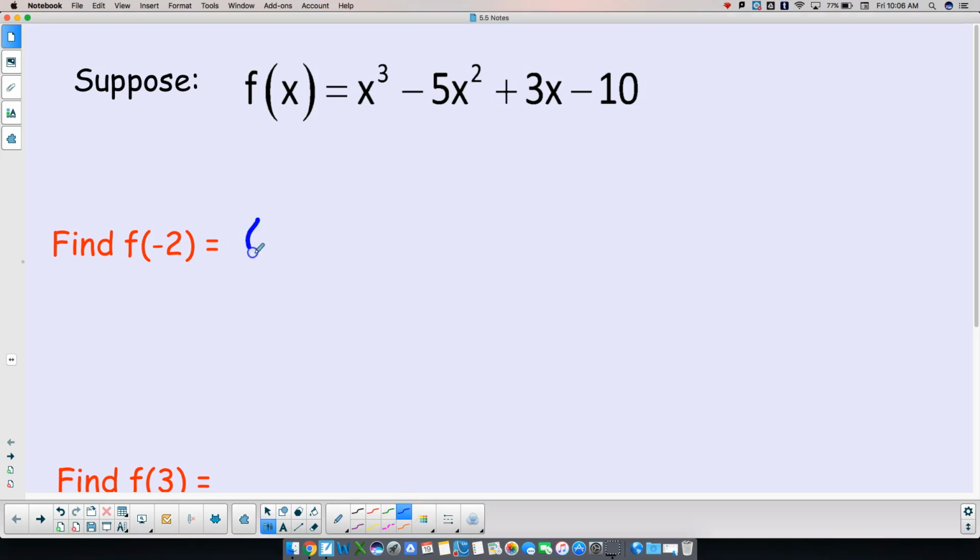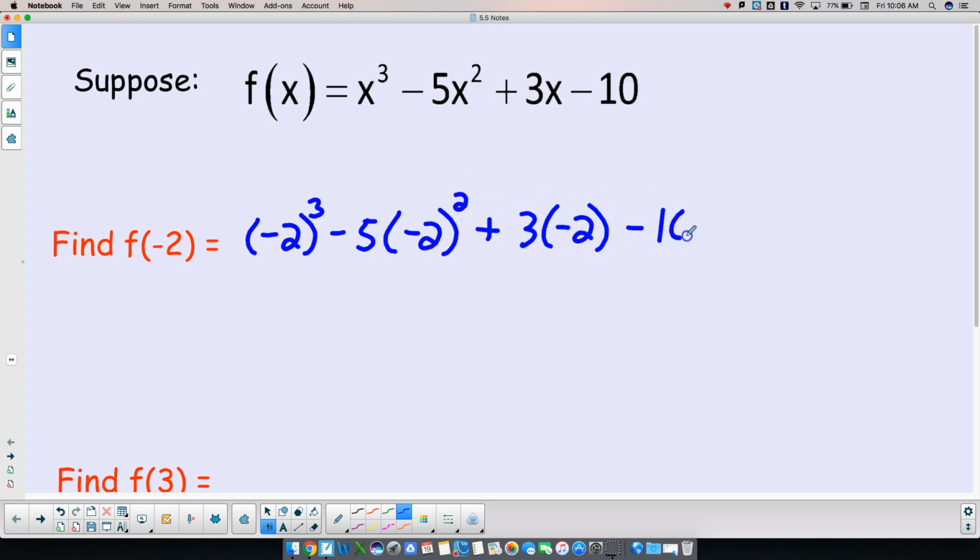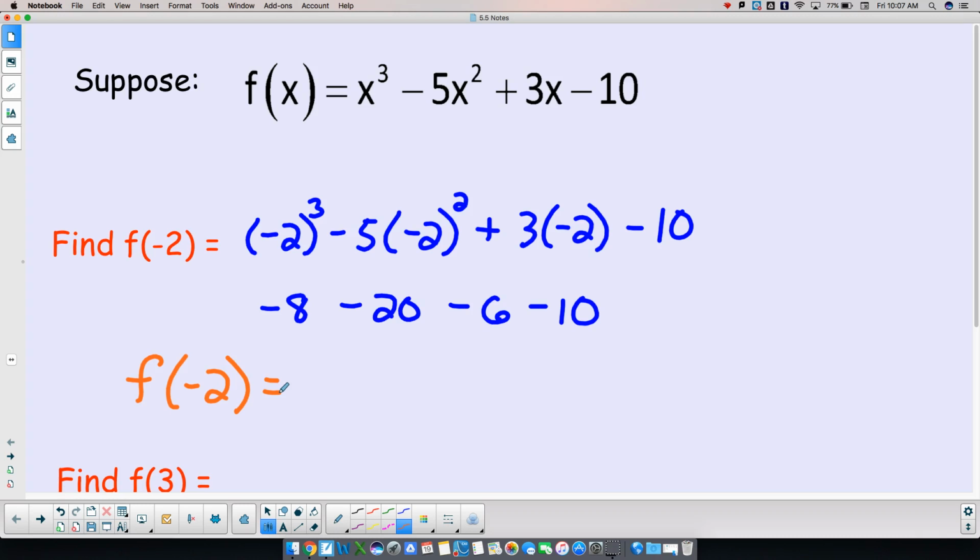So that would be -2 cubed minus 5 times -2 squared plus 3 times -2, then minus 10. -2 cubed is -8. -2 squared is +4 times -5 is -20. 3 times -2 is -6. Well, that's lots of minuses. So I get here that f of -2 is -28, -34, -44.